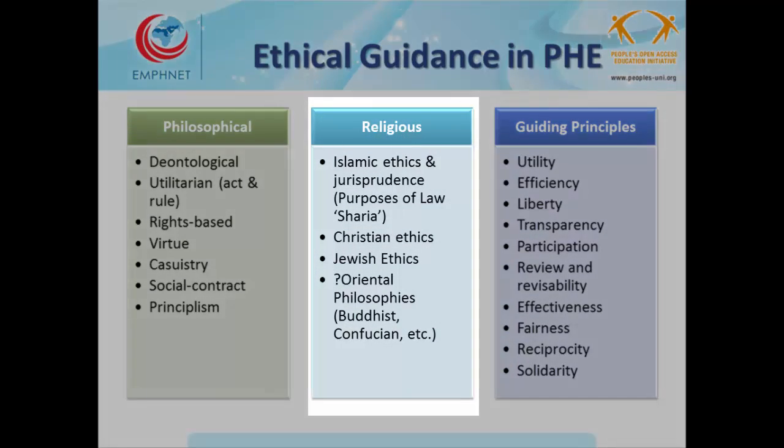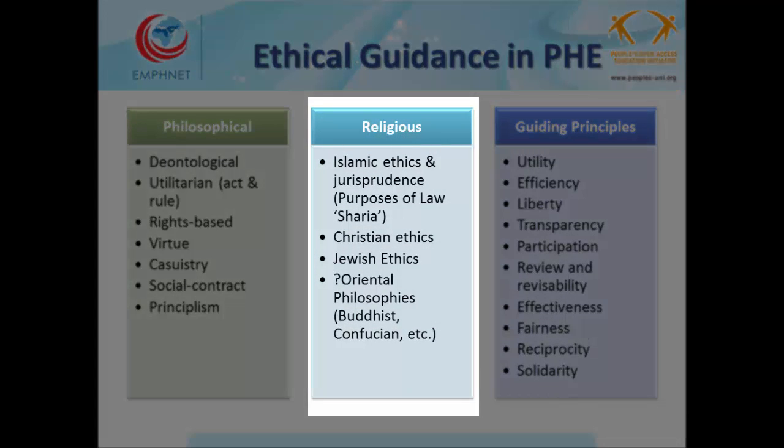Indeed, there are other kinds of references. Philosophies are more or less a product of human intellect, but there are religious references. For instance, there is the Islamic ethics and jurisprudence, and we're going to talk about it briefly as well. There are Christian ethics, Jewish ethics, in addition to other philosophies which are considered by their followers as religions, like Buddhism and Confucianism.